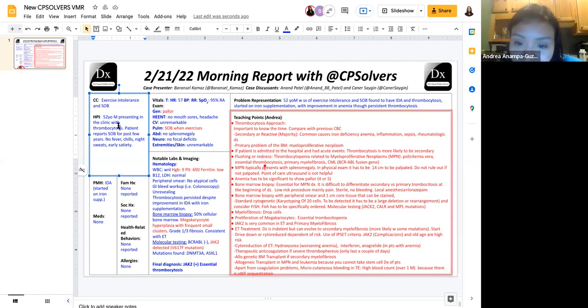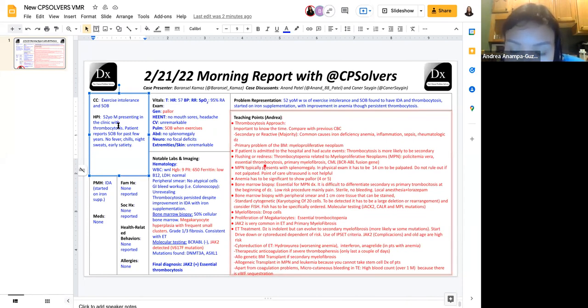If the patient is admitted to the hospital and had acute events, you will think that thrombocytosis is more likely to be secondary. Because we look for flushing or redness, because thrombocytosis is related to myeloproliferative neoplasms like polycythemia vera, essential thrombocythemia, primary myelofibrosis, CML. They always ask about the fusion gene that is related to CML, that's BCR-ABL.